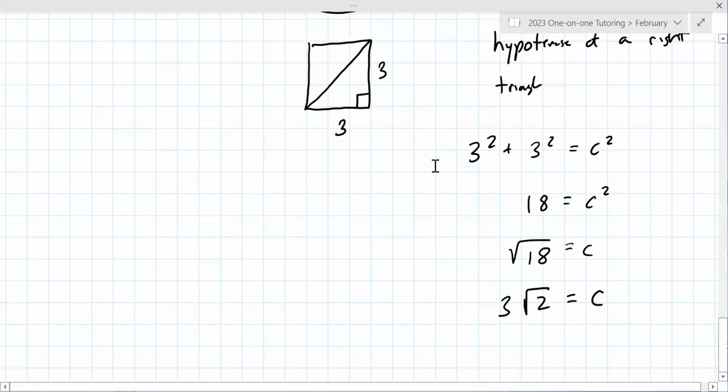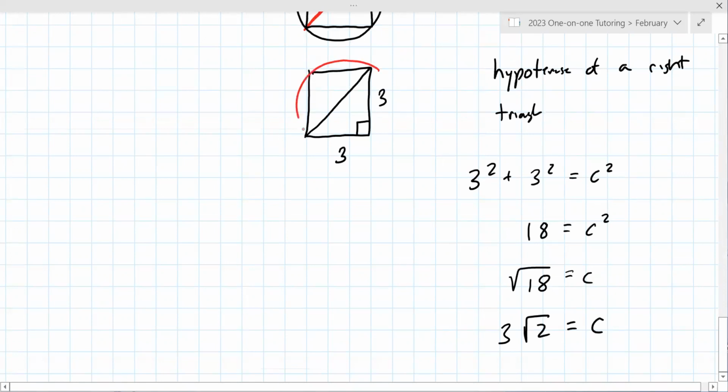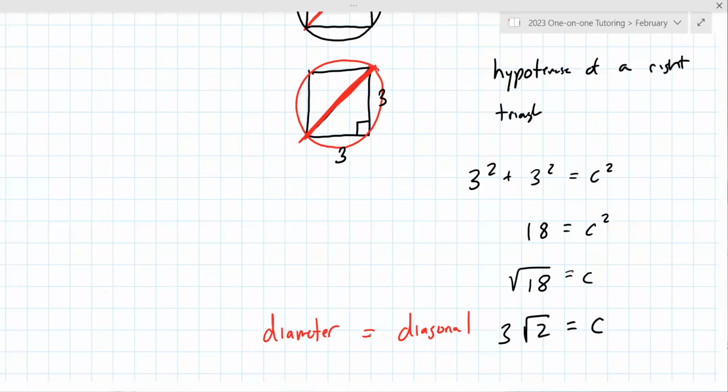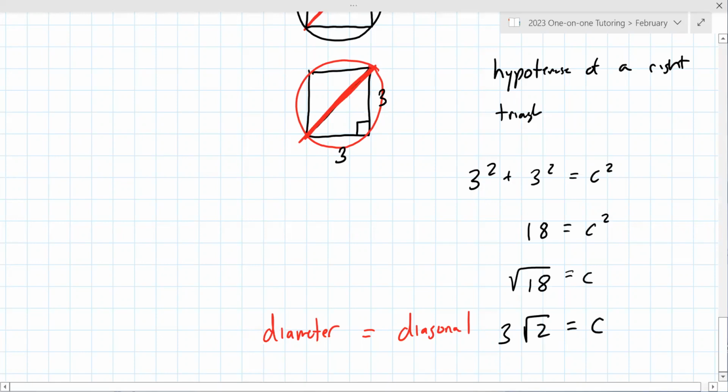So if we go back now and I draw a circle, the diameter of that circle is the diagonal. This right here is the diagonal, which is the diameter. Let me give you a different problem that works out nicer than this. But we'll keep going here. We'll come back to this one.